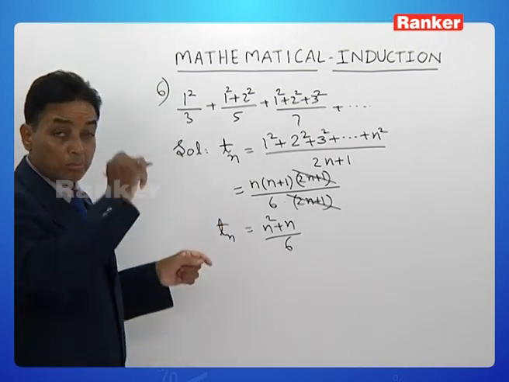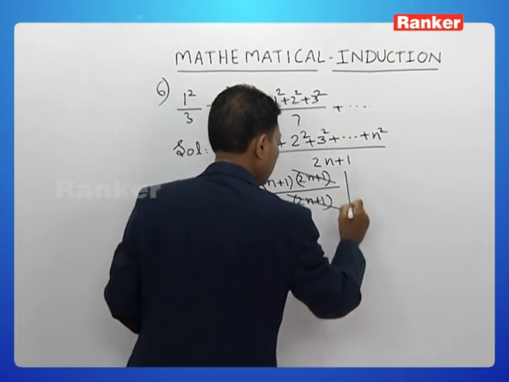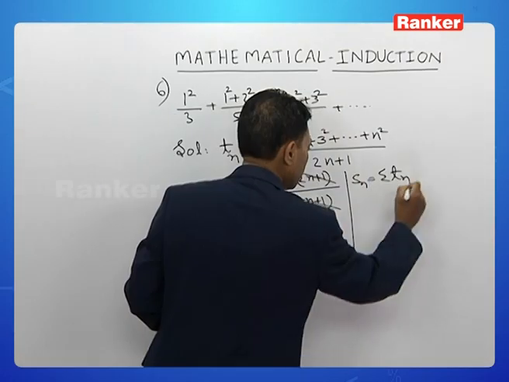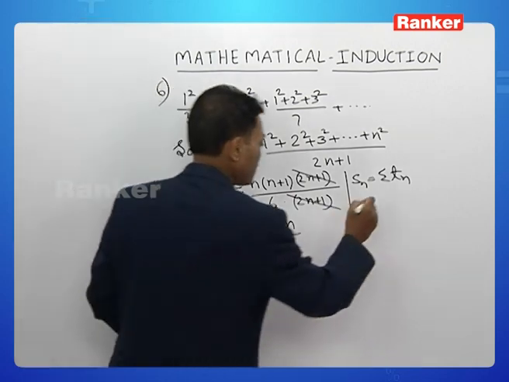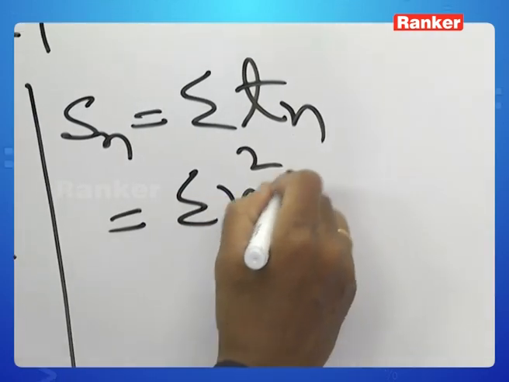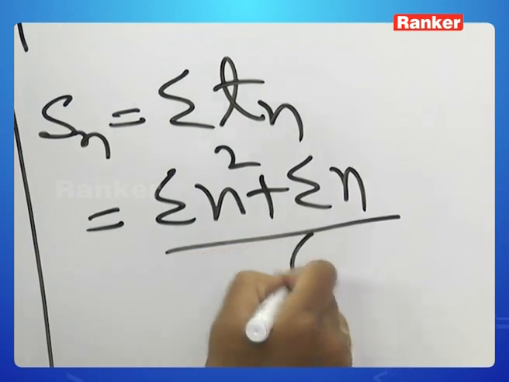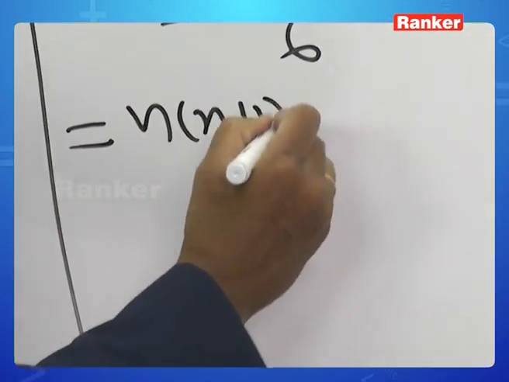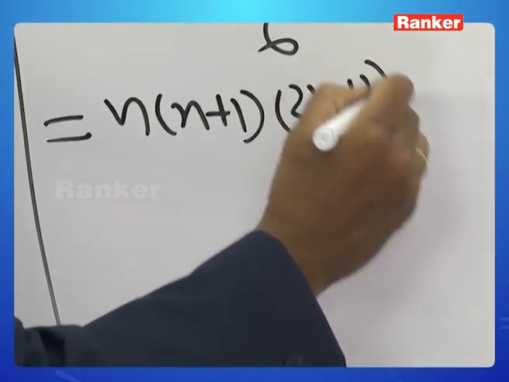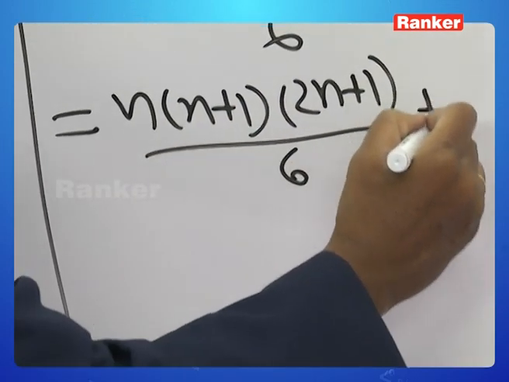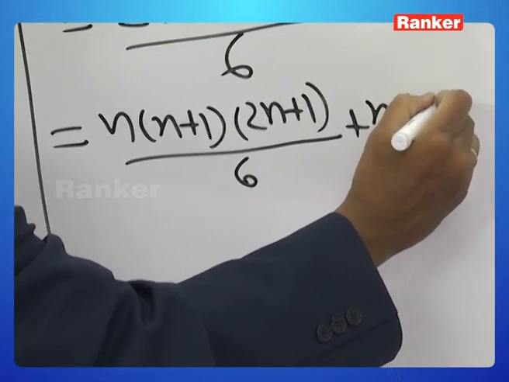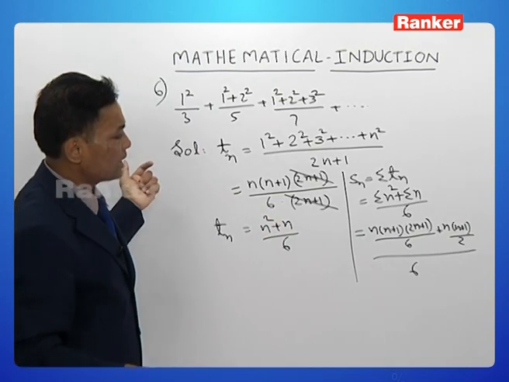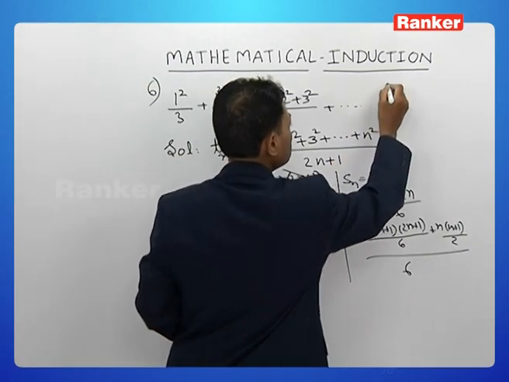Now, we want the sum of n terms. So, a very simple formula is Sn is equal to sigma Tn. Let us apply sigma to this, sigma n square and sigma n, by 6. What is sigma n square? n into n plus 1 into 2n plus 1 by 6, plus n into n plus 1 by 2, whole by 6.